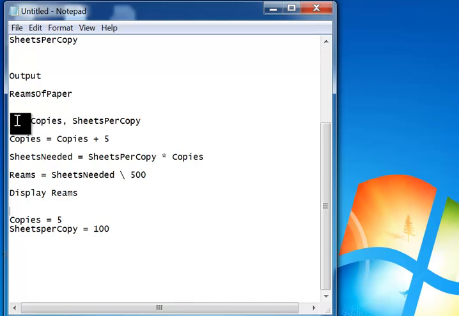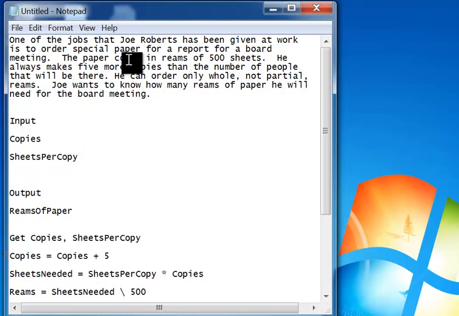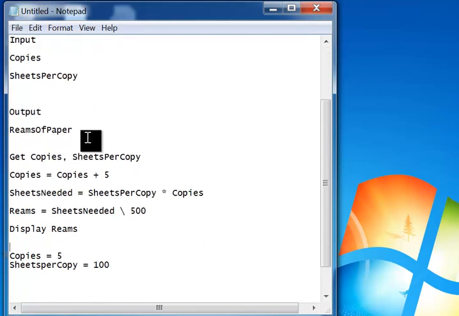So we just did one thing at a time. We went and got our inputs. I added 5 copies because it told me to do so, because the paper comes in reams of 500 sheets. He always makes 5 more copies than the number of people that will be there. So if I know there's going to be 5 people there, I add 5 more. That's the copies I'm going to need. My sheets per copy times copies, that's how many sheets I need. I'm going to divide that by 500. This little integer division thing might be a little confusing, but it was actually talked about in the previous chapter. No big deal if you understand that or not. I'm not going to use it very often, but that's how we would go about doing this particular example of a sequential logic structure. I hope this is pretty easy to you.